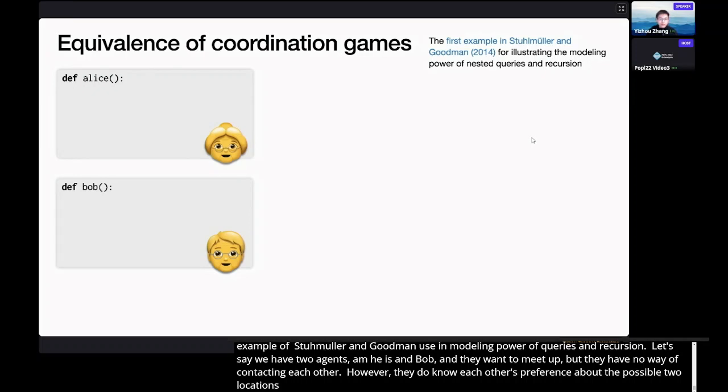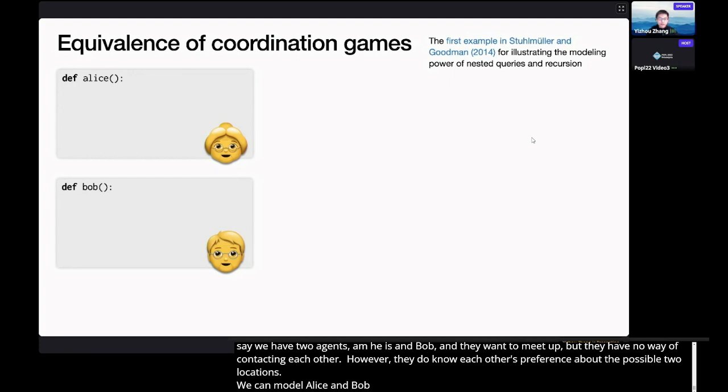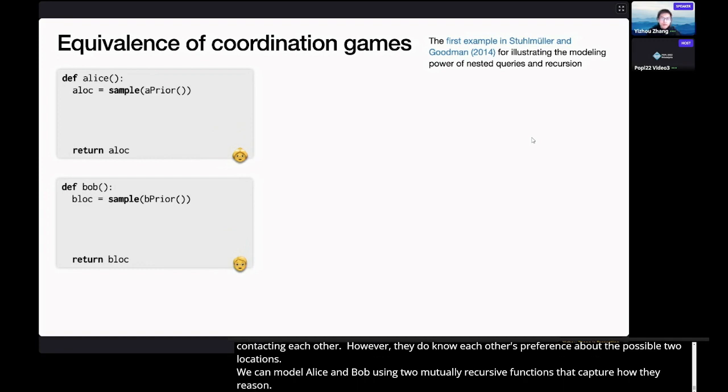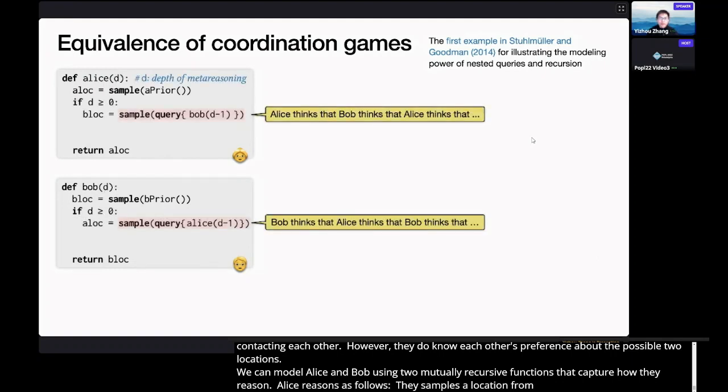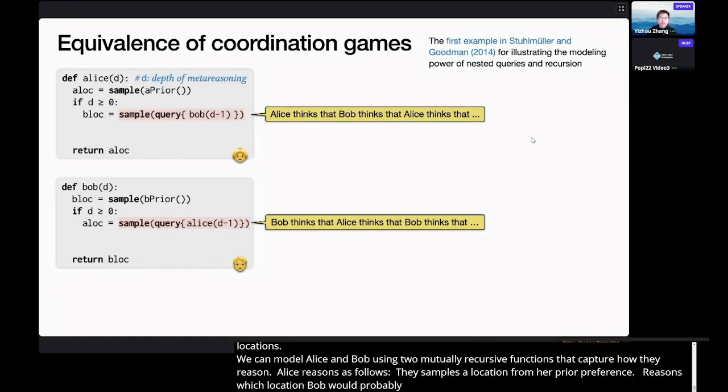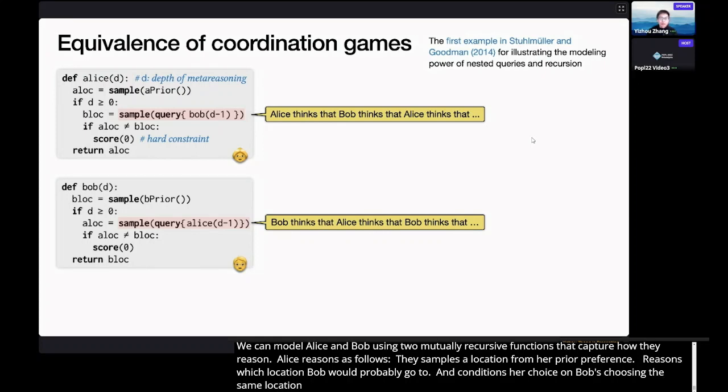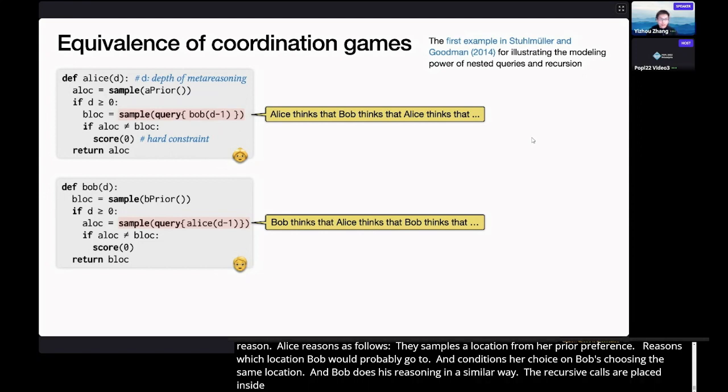We can model Alice and Bob using two mutually recursive functions that capture how they reason. So Alice reasons as follows. She samples a location from her prior preference, reasons which location Bob would probably go to, and conditions her choice on Bob's choosing the same location. And Bob does his reasoning in a similar way. The recursive calls are placed inside queries, expressing that the agents recursively reason about how the other agent reasons.